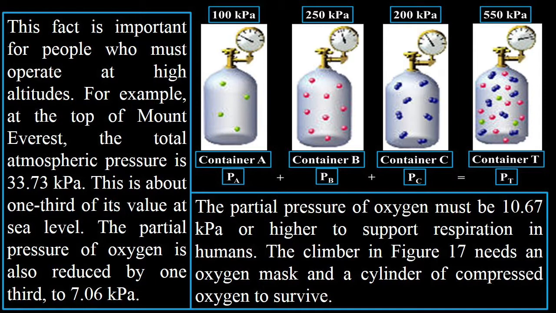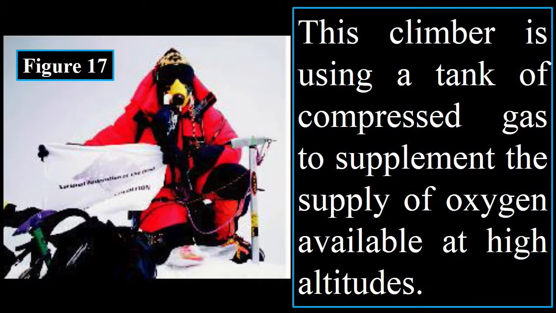The climber in Figure 17 needs an oxygen mask and a cylinder of compressed oxygen to survive. A lot of people die up on Mount Everest, so you gotta be in shape and you gotta make sure you take your gases with you. Look at this guy. He looks kind of like Snoopy from the Peanuts cartoon. Either that or a really strange alien. This climber is using a tank of compressed gas to supplement the supply of oxygen available at high altitudes.